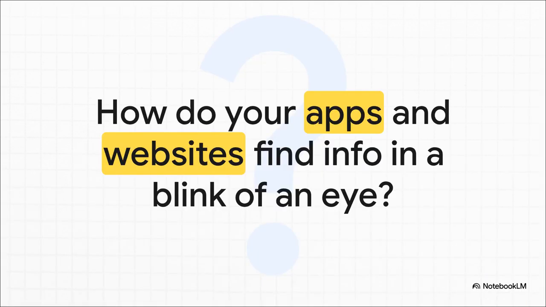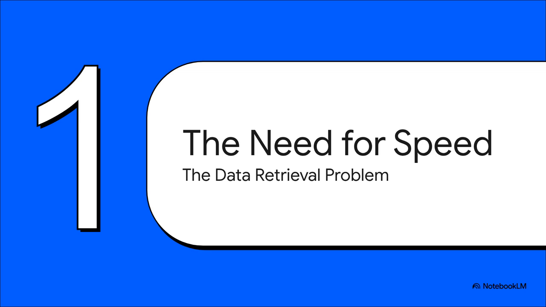Right, so how do they pull it off? How can a massive system find the exact piece of information you need, seemingly out of nowhere, with basically zero delay? That's the puzzle we're going to piece together in this explainer. To really get the solution, we've got to understand the problem first. And at its core, it's all about one thing: speed. We need a way to store tons of information and then look it up, crazy fast.